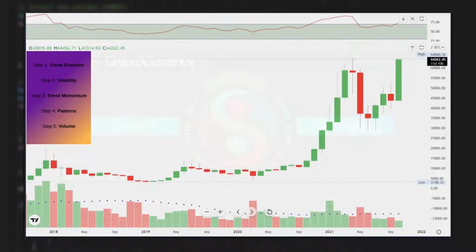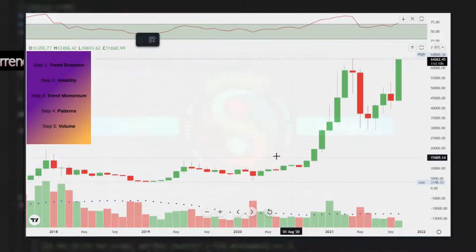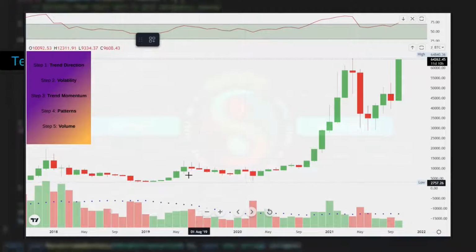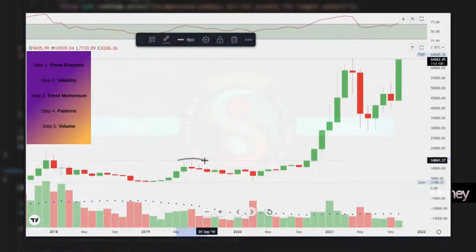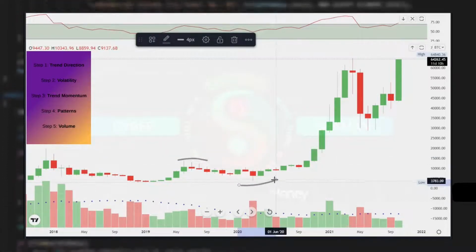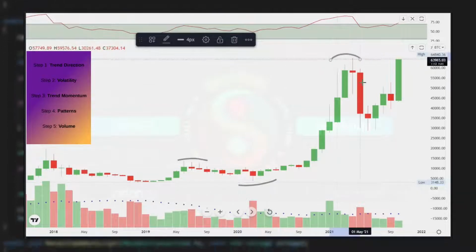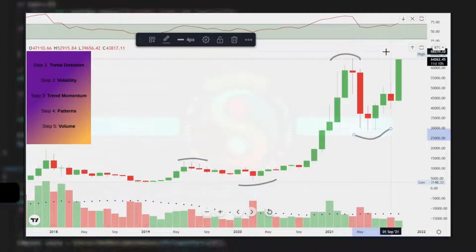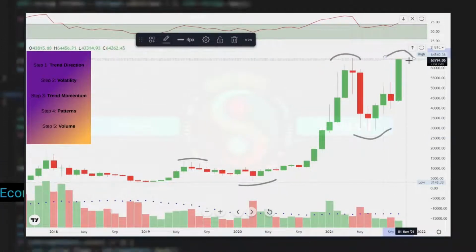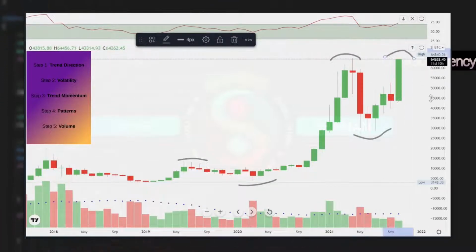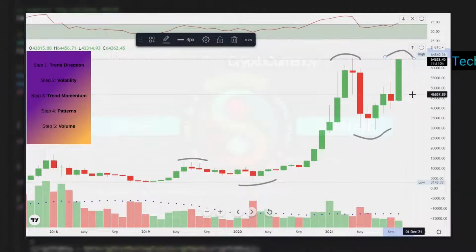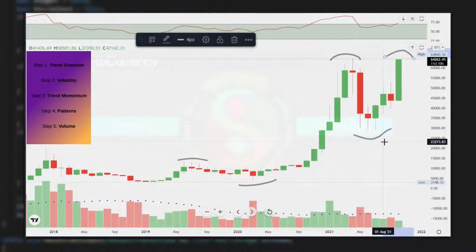Step 1 is trend direction. To analyze the trend direction, first we check the structure. And here we can see a high, a low, a higher high, a higher low, and a high which is at least the same as the previous one. So the structure tells us we have an upward trend.